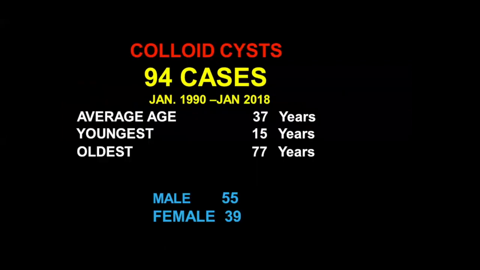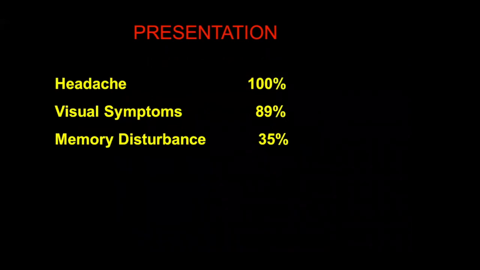I had 105 patients who were operated upon, but we have lost 11 to follow-up. So we're left with 94 to report. 94 patients, young patients, youngest 15, oldest 77. Males in my series are more than females. The main presentation, like the others, headache is most common, then visual symptoms and memory disturbance.